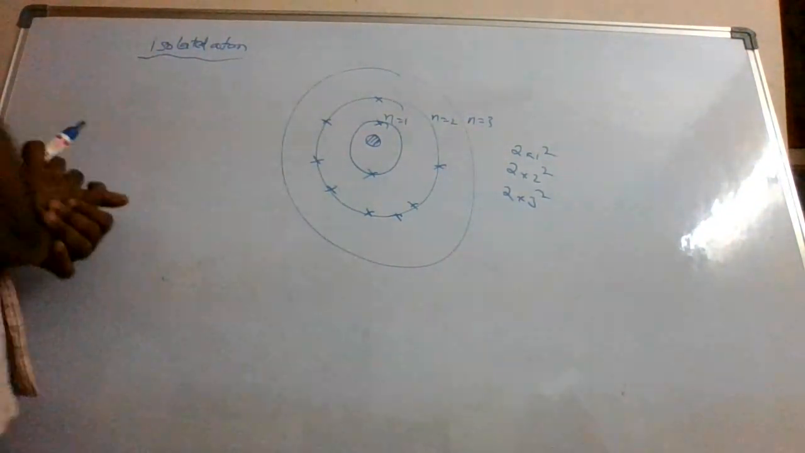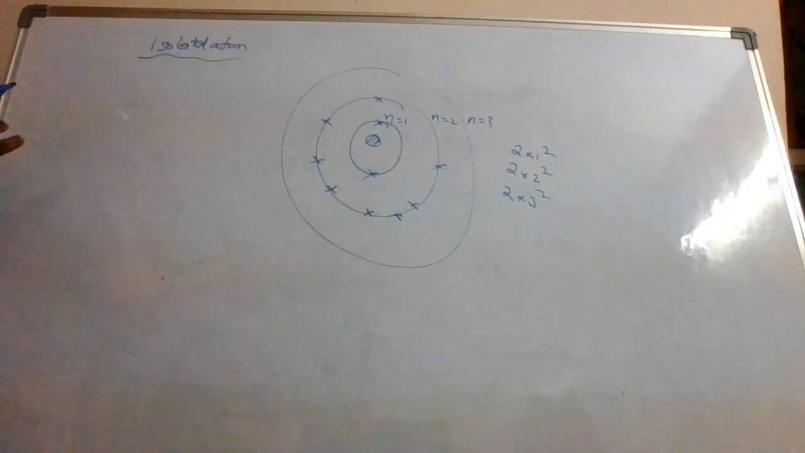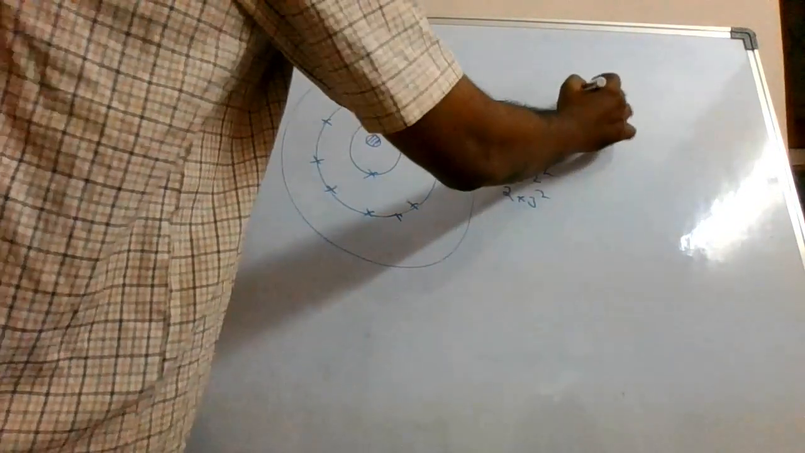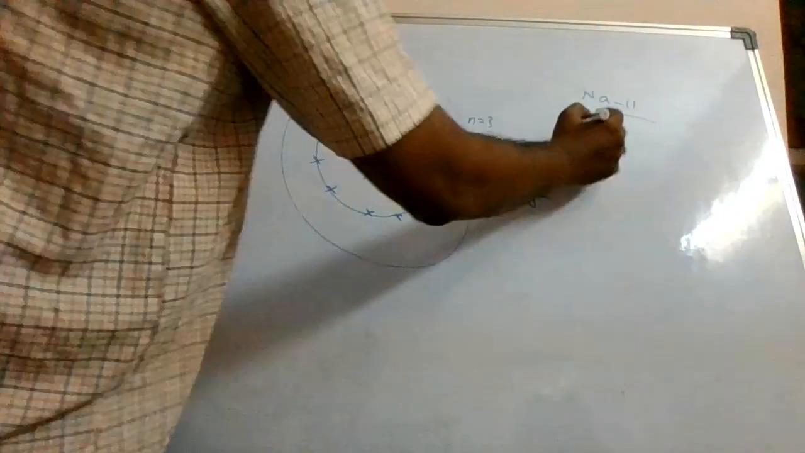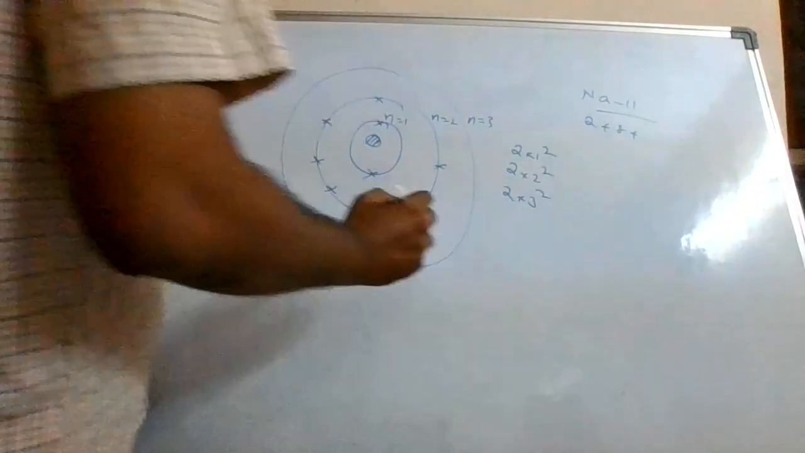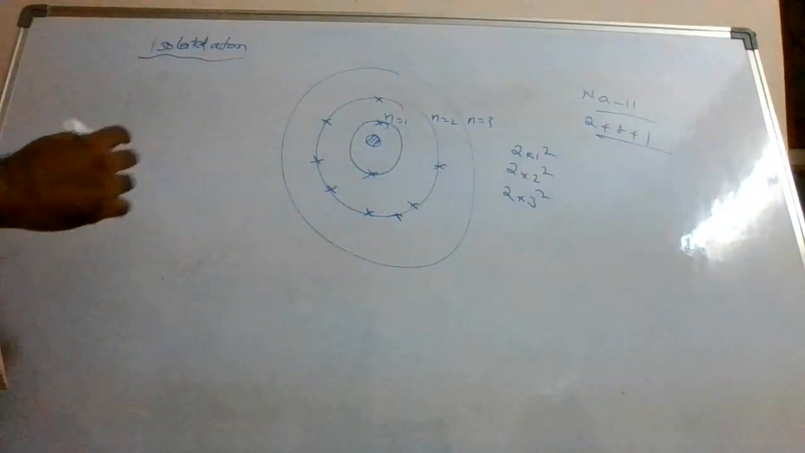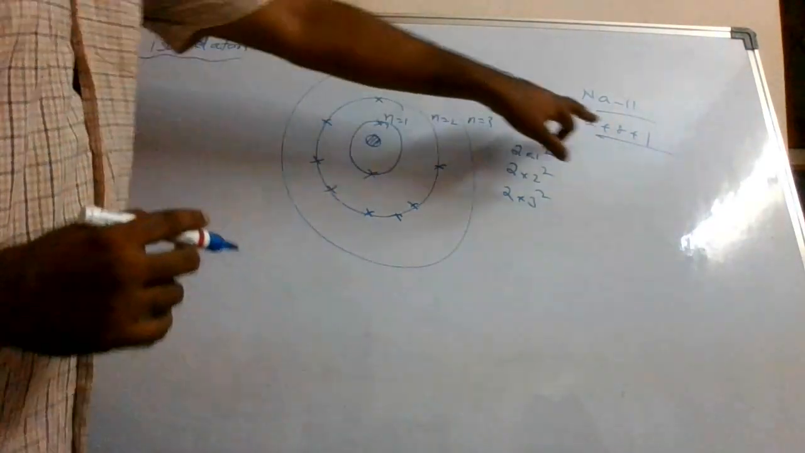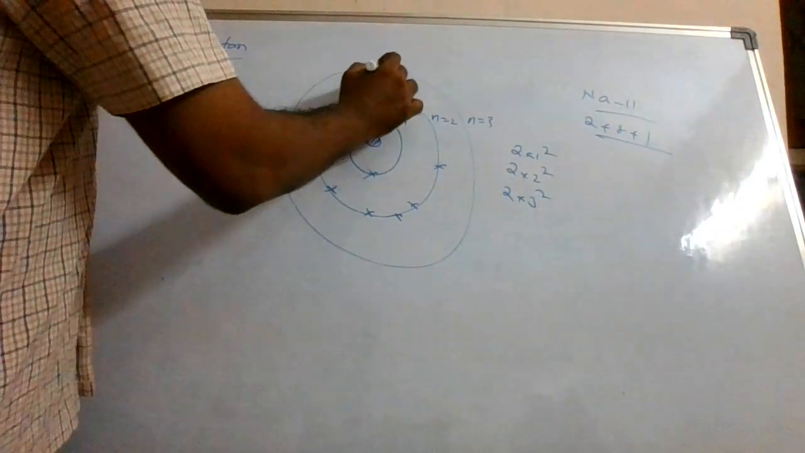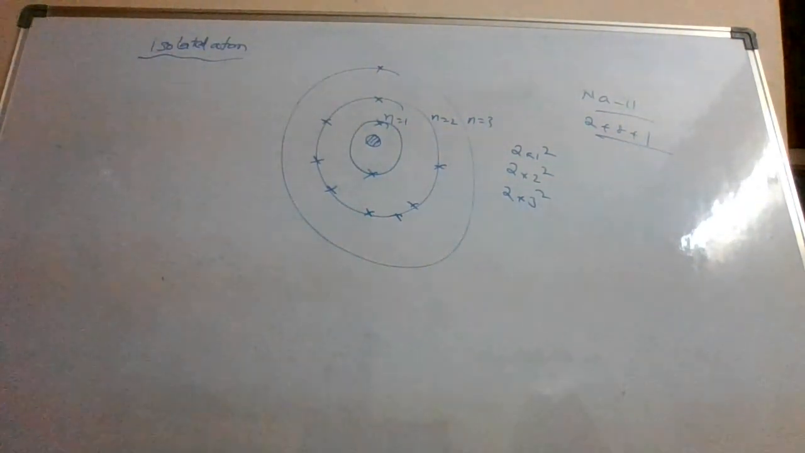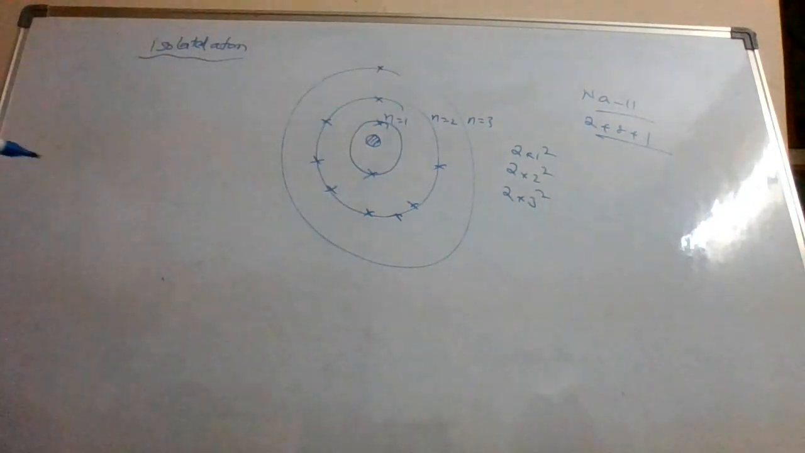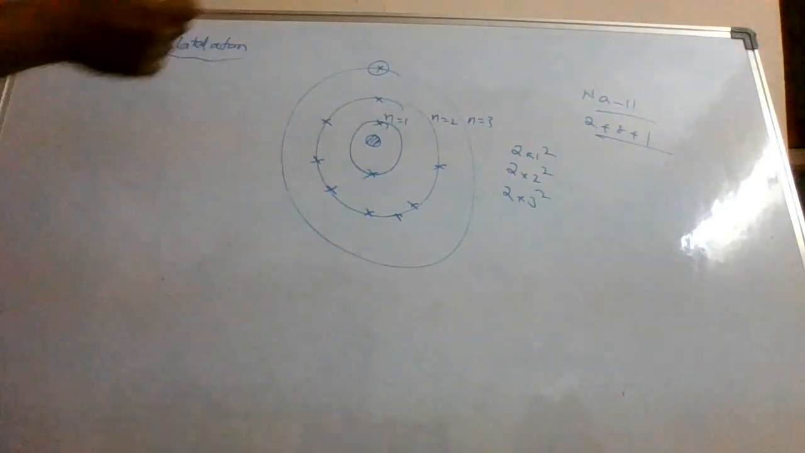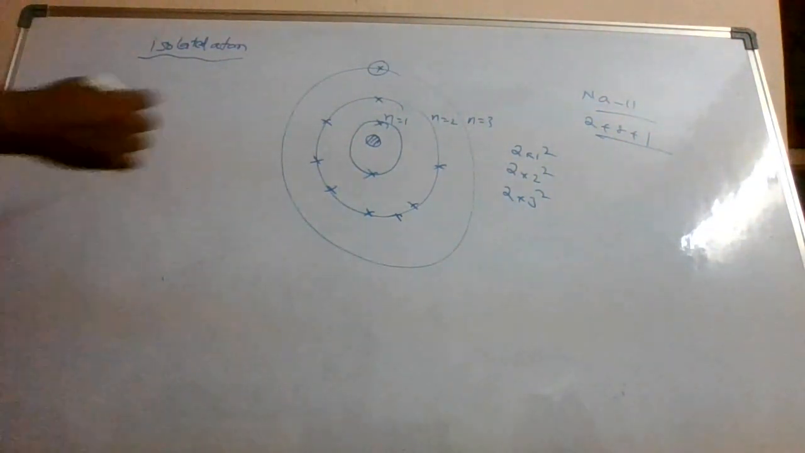If you take sodium, whose atomic number is 11, what will be the arrangement? Can I write it as 2 plus 8 plus 1? You can see that in the first orbit there are 2 electrons, in the second orbit there are 8 electrons, and there is only 1 electron in the third orbit. So the atomic arrangement of sodium is like this. The electrons in the outermost orbit are called valence electrons.